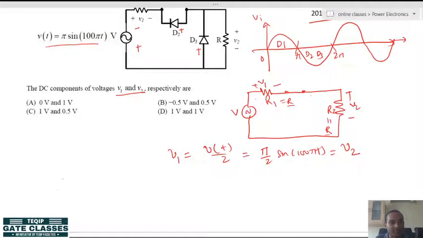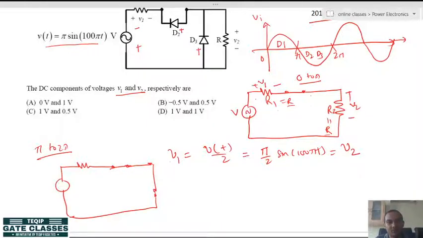If you draw the modified circuit between pi to 2 pi, this is between 0 to pi. Now I am drawing from pi to 2 pi, just draw the modified circuit, it will be like this. In this case D2 and D3 are forward biased, so it will be like this. Both are shorted together and the resistance is here. So now you see that when this resistance gets shorted, it is of no more use.